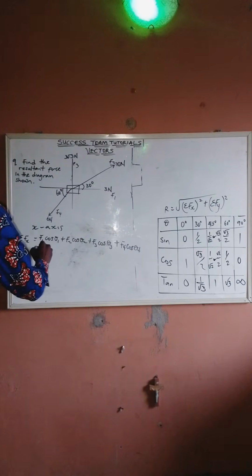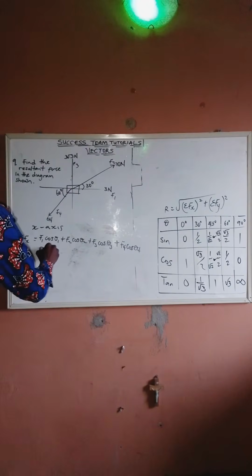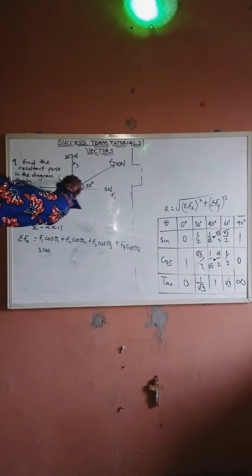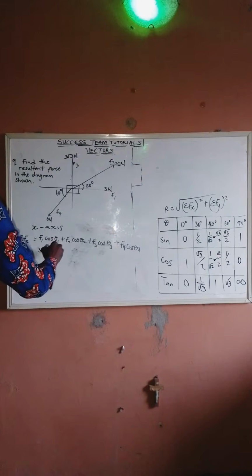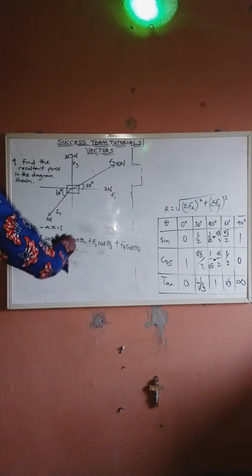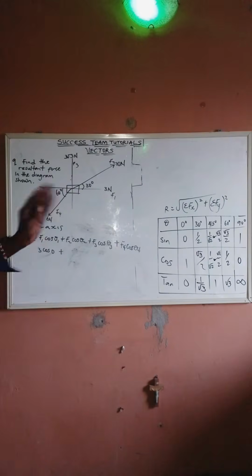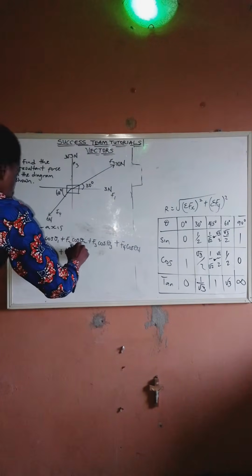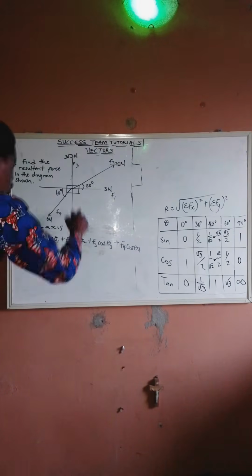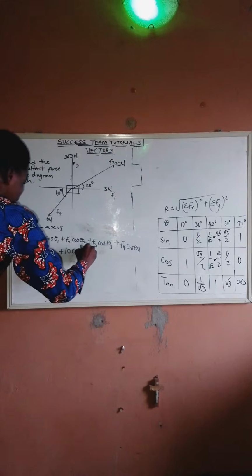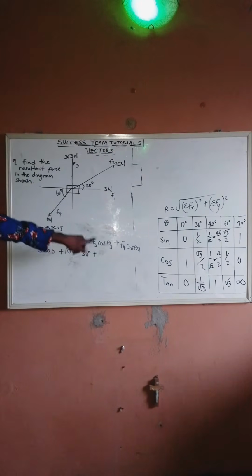So F1 here is 3. So I'm going to have 3 cos theta. Theta is horizontal, so it's 0. Plus F2. Everywhere is getting that, so I need to rush. Please don't be offended, I know you understand it. So F2 is 10 cos 30 degrees, sorry, cos 30 degrees, plus F3. This F3, that's 3 with 3.